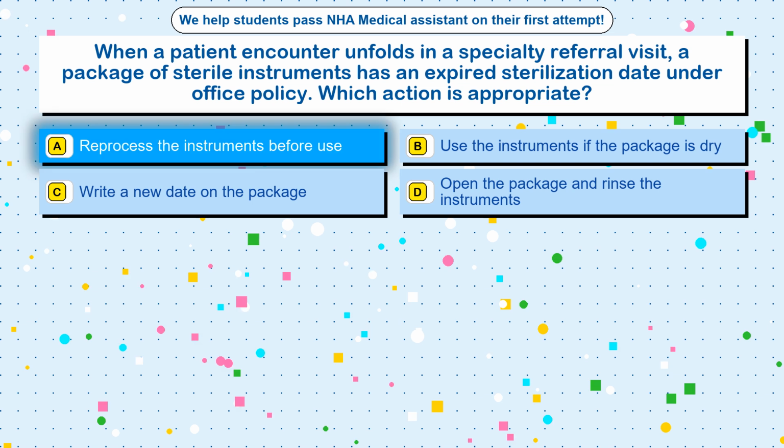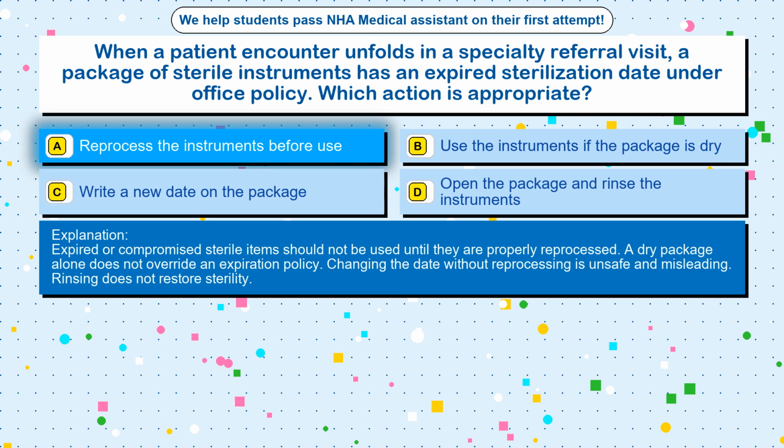The correct answer is option A. Reprocess the instruments before use. Expired or compromised sterile items should not be used until they are properly reprocessed. A dry package alone does not override an expiration policy. Changing the date without reprocessing is unsafe and misleading. Rinsing does not restore sterility.